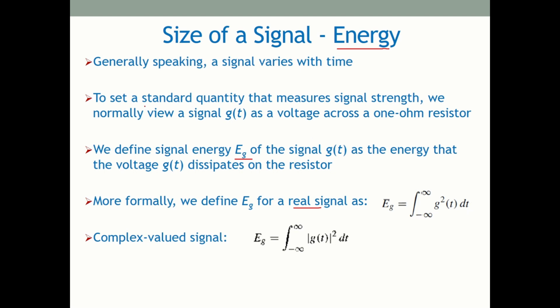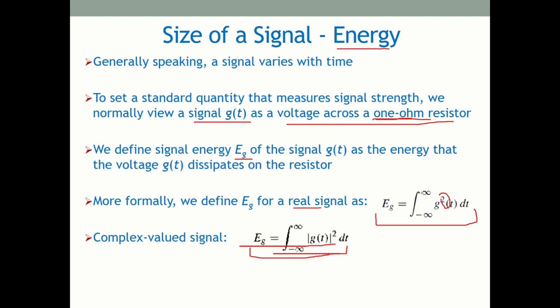To set a standard for signal strength measurement, the signal g(t) is generally considered as a voltage across a 1 ohm resistance. As you know, in the formula for power and energy, we have the contribution of resistance as well. As a standard, we keep that equal to 1, and that's why it does not appear, for example, in this formula for energy of a real signal, or in this formula, which is energy of a complex valued signal. For a complex valued signal, we consider the modulus of the signal.